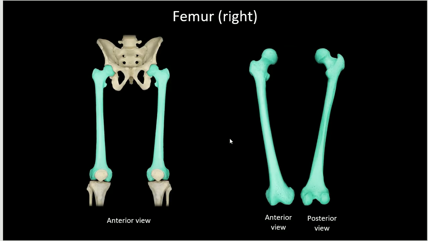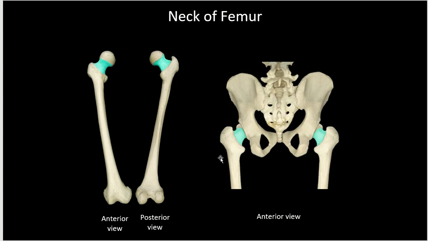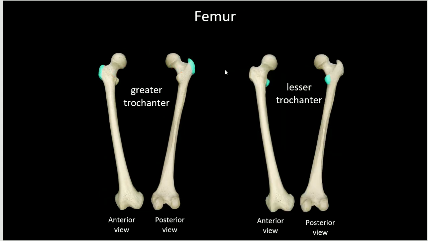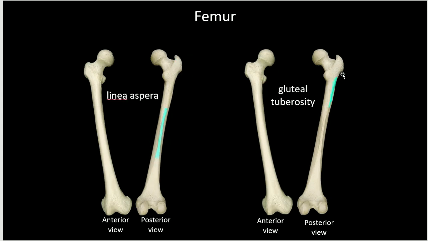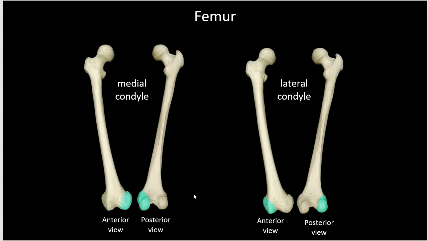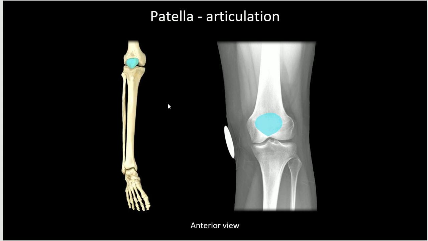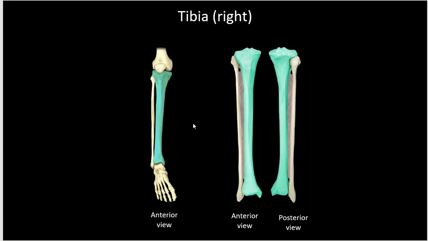Okay, so femur, so right femur, biggest, longest, strongest bone of the body. Head of the femur goes into that acetabulum, we have the neck of the femur there. What's called the greater and lesser trochanters. Linea aspera and gluteal tuberosity. Shaft of the femur. Medial condyle, lateral condyle. Patellar surface. And then we have the patella, the knee bone.